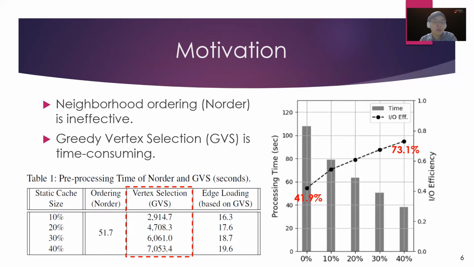And on the other hand, the GVS helps the performance as the size of static cache increases. But unfortunately, the GVS requires a heavy preprocessing cost, which is shown in the below table that is marked with the red rectangle. And such high time complexity in the preprocessing might lead to limited practicality for spending too much time on the preprocessing compared to the improvement that the GVS can bring.